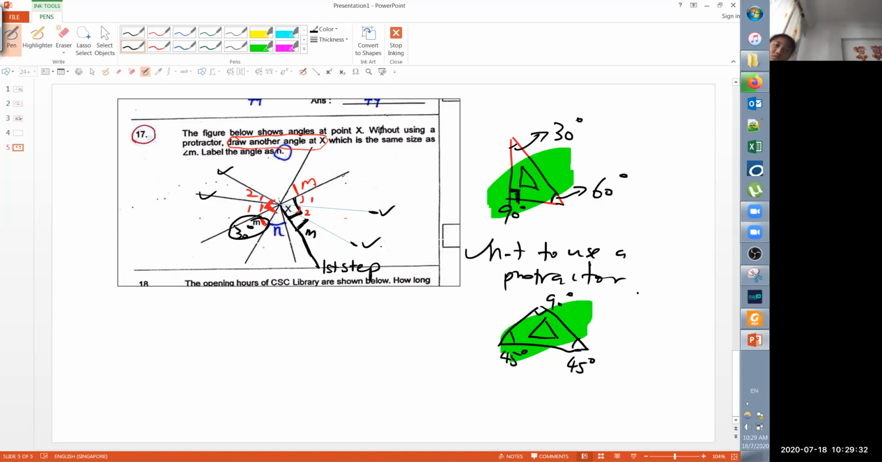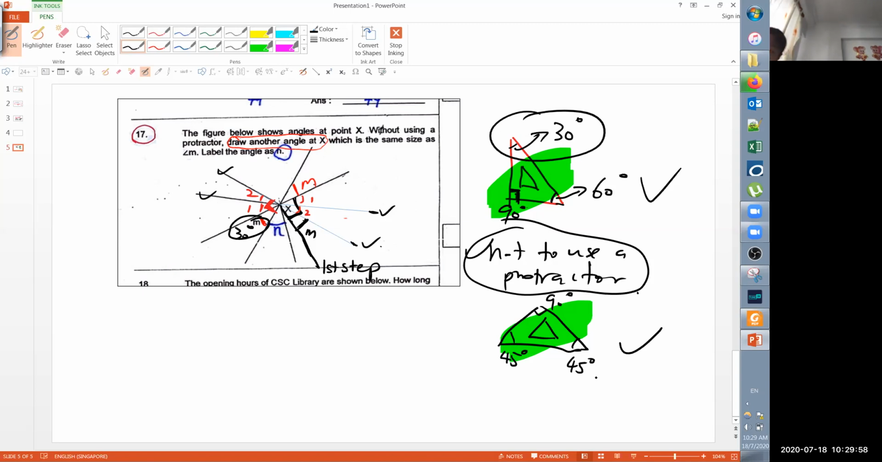So next time, during the exam, if you are not allowed to use a protractor, you can actually make use of these two sets of rulers. They have some angles for you to play with, like 30, 60, 45. Or even better, you can combine your 30 and your 45, and you also can play with 75 degrees. Do you know how to do it? Just combine these two.